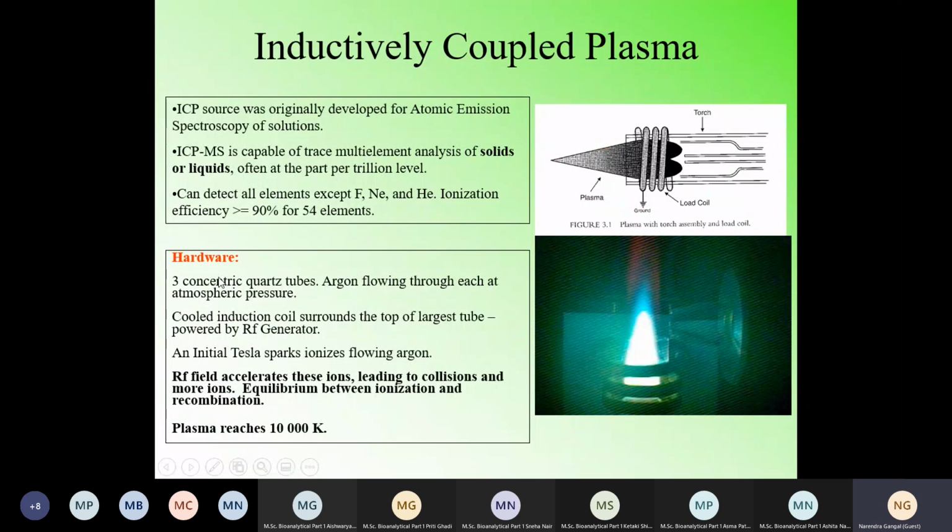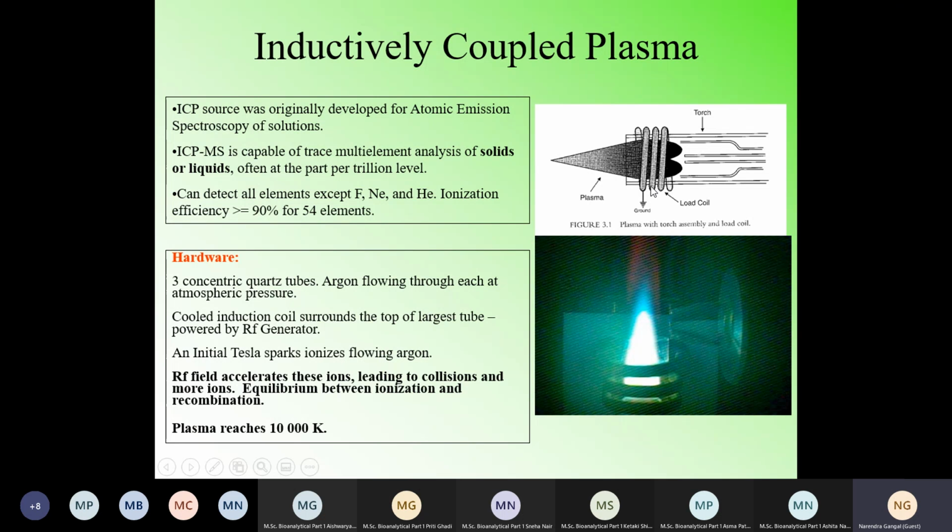There are three concentric quartz tubes, and argon continuously flows through each of them at atmospheric pressure. You can see the three concentric tubes here. This is where the flame, or the ICP, is generated. It is called a torch. Then there is a cooled induction coil, which you can see here, surrounding the top of the largest tube and powered by an RF generator, a radio frequency generator.